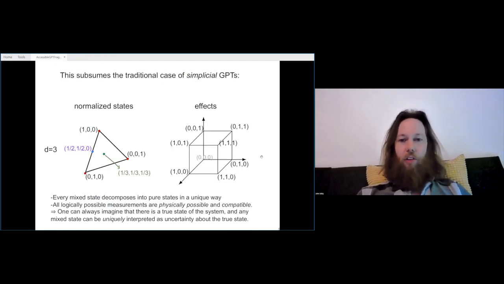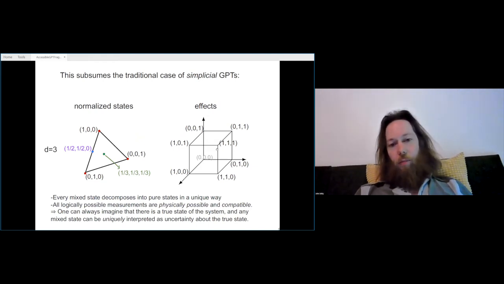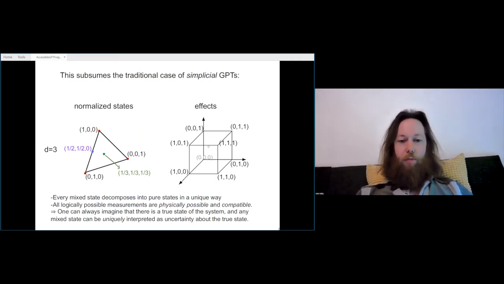It's very commonly assumed that in the GPT framework, classical theories are described by simplices, or the state spaces, at least, are simplices, such as this triangle that we've got here on the left. And this is very natural, because we can think of a simplex as really just being the space of classical probability distributions over some finite set. And then on the effect side, we want to assign probabilities to different states. The most general way we can do this is by looking at the space of vectors in the dual space, which in this case is this cube. And in classical theory, these are like response functions for classical measurements. So it's very natural to view these particular GPTs as being classical GPTs.